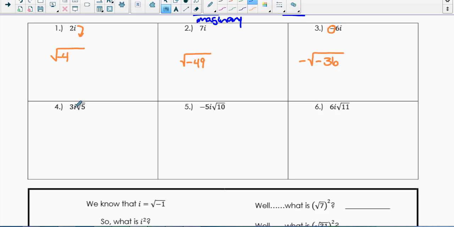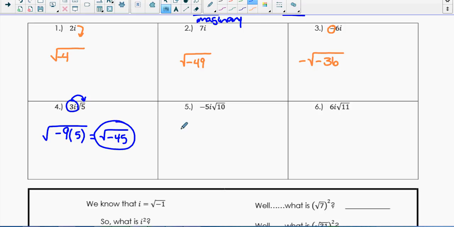Next one. If I want to put this back under the radical, just like we were doing before, I need to square it. So this 3i, if we square it, gives me negative 9, and then times the 5 that's already in there. Because again, if I take the square root of 9, I get 3, and because it's a negative, it's an imaginary. So I multiply these two things together, and I get the square root of negative 45. And then this is what it looked like yesterday.